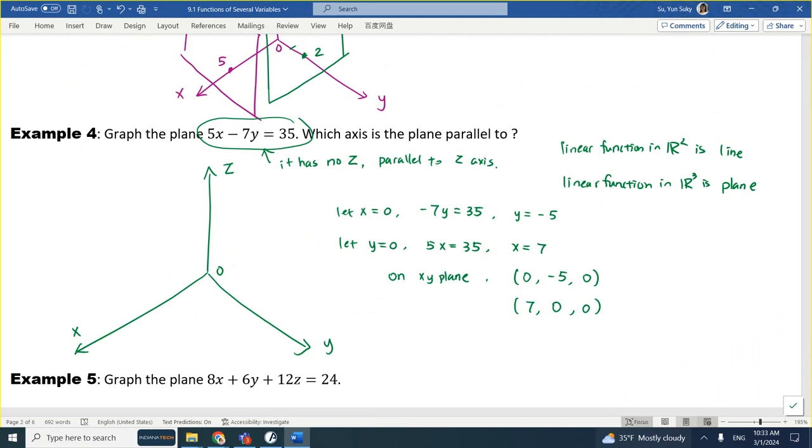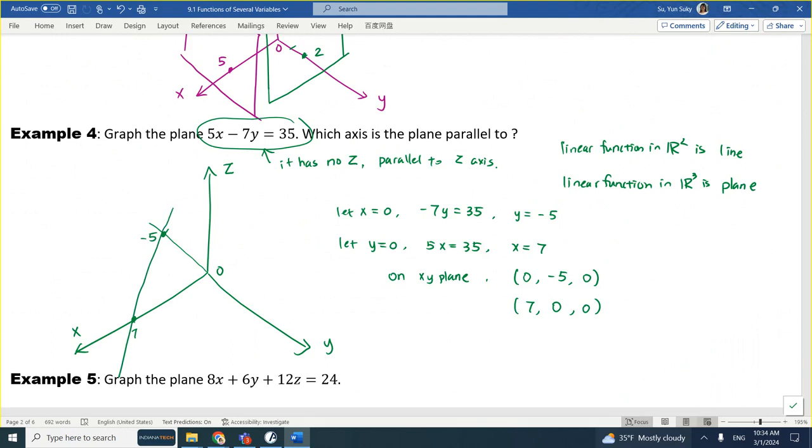Now we plot them. So x is 0, y is negative 5. Let's say this is negative 5. And z is 0. So it's this point. Or the other point, x is 7. Let's say this is 7. But y is 0 and z is 0. Yes, everybody? So this is a line on the xy plane.